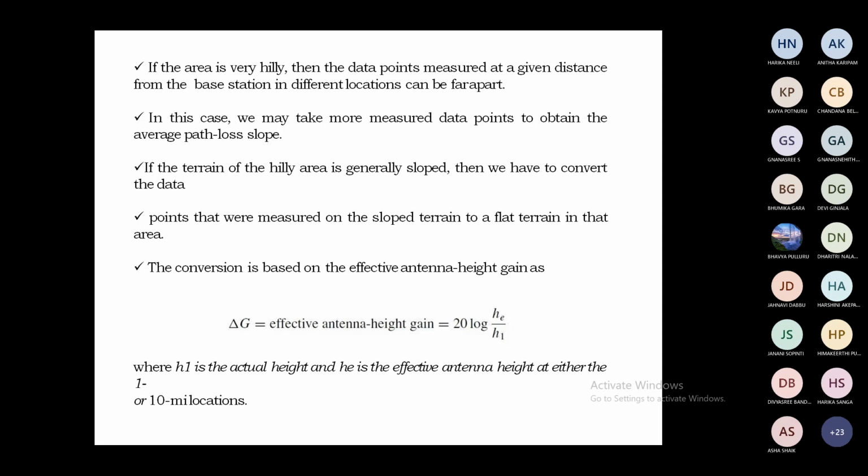Suppose the antenna height has to be increased because there is a hill station, and the height is increased to cover more area. At that time, HE is the effective antenna height, and H1 is the original height of the antenna. Then the effective antenna height gain, delta G, is equal to 20 log HE by H1.